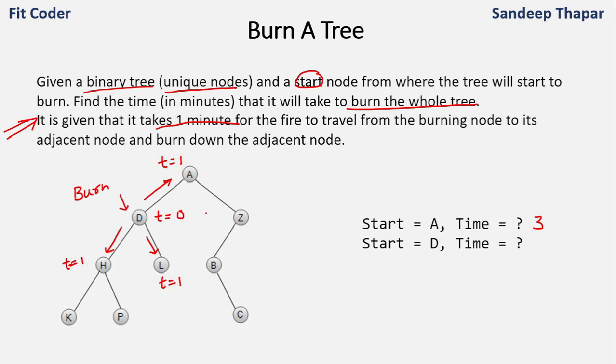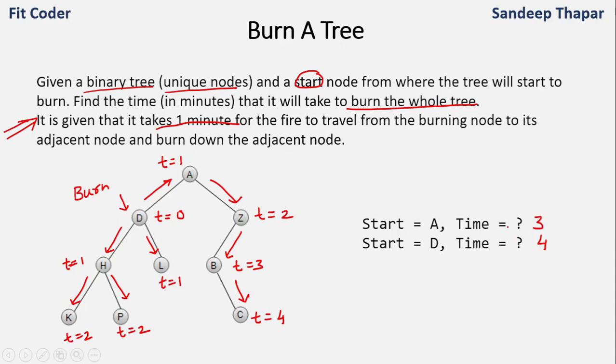Now at t equal to 2, the fire will reach Z and K and P. Now at t equal to 3, fire will reach B, and at t equal to 4, fire will reach C. So the time it takes to burn down the entire tree if we start the burn at D is 4.